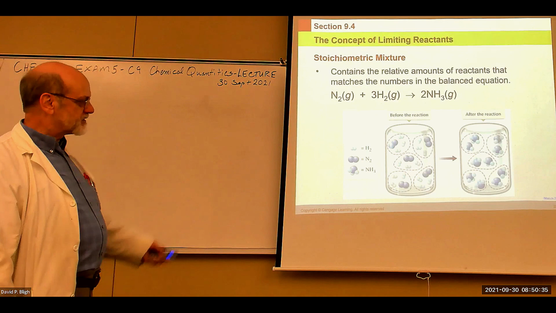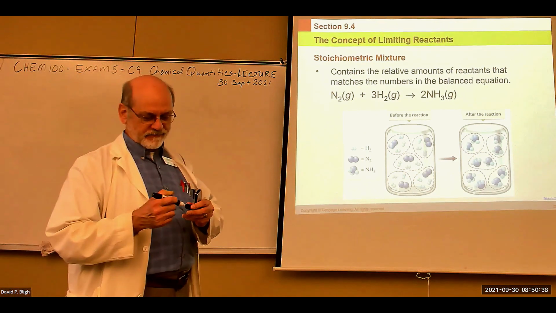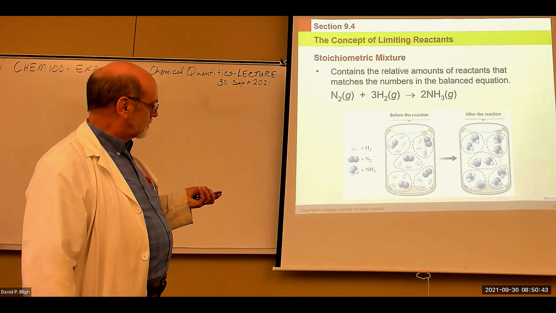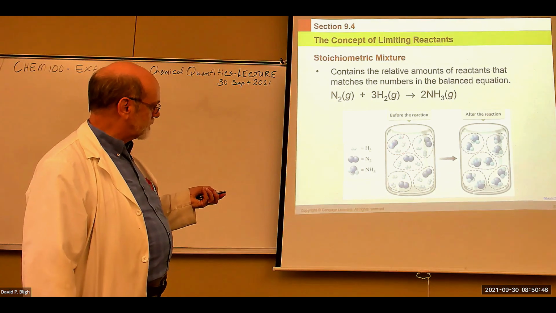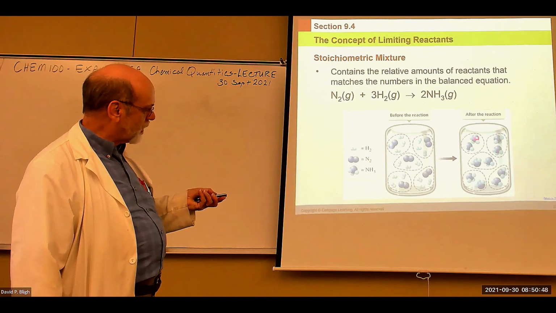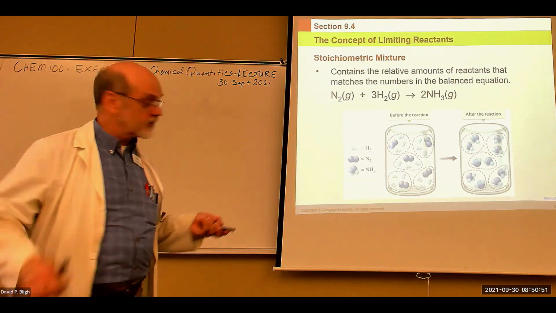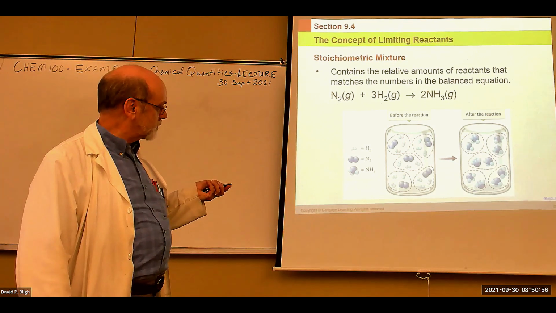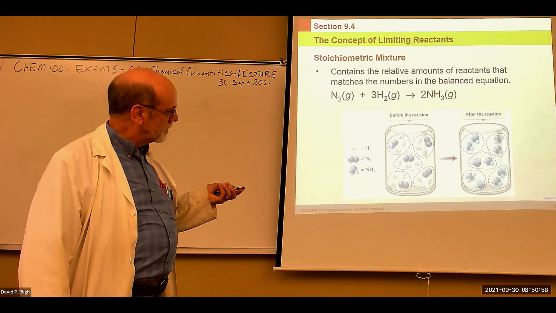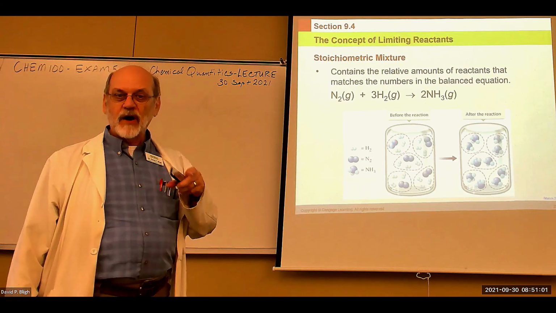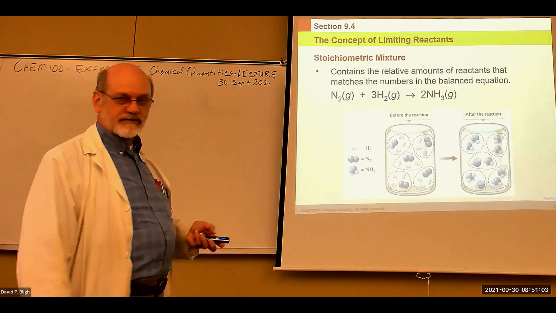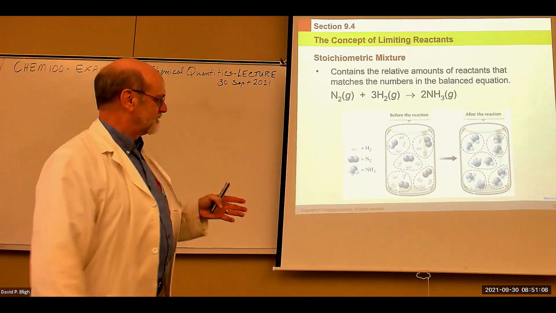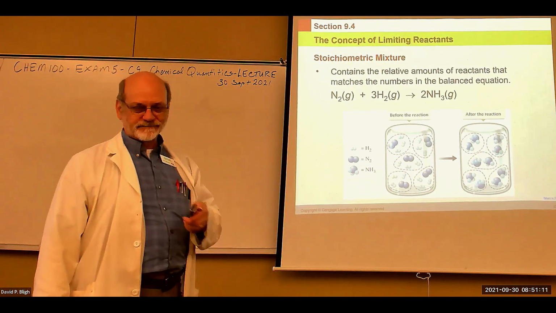Okay, this is your author's idea of explanation. This one is nitrogen. These are hydrogen, and these are ammonia. In a stoichiometric mixture, you have just exactly the right amount of these reactants, hydrogens and nitrogens, to produce 2 ammonias. And nobody's left out. Everybody's got a dance partner, or 3 or 4, however many, and nobody's left out.